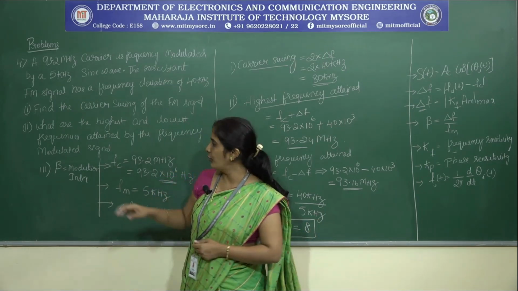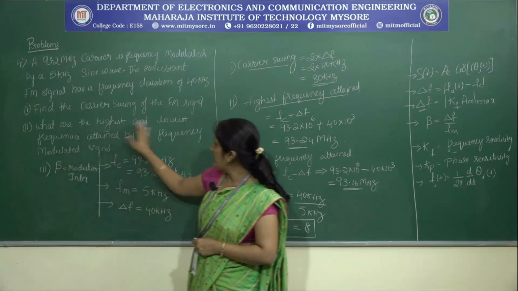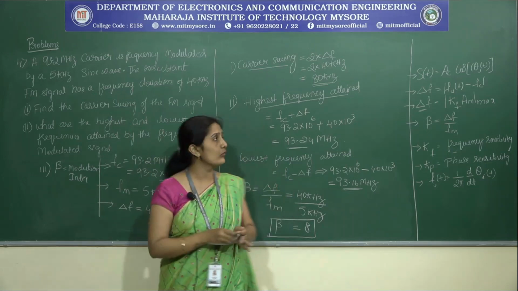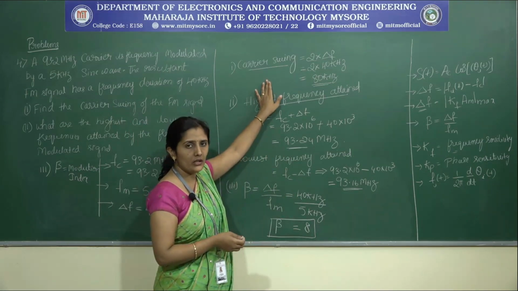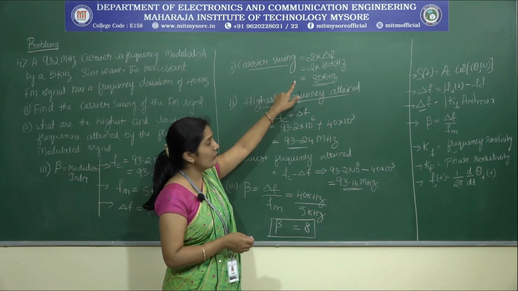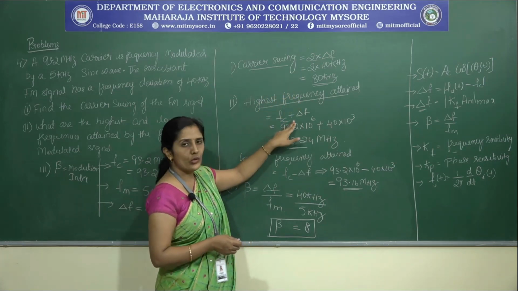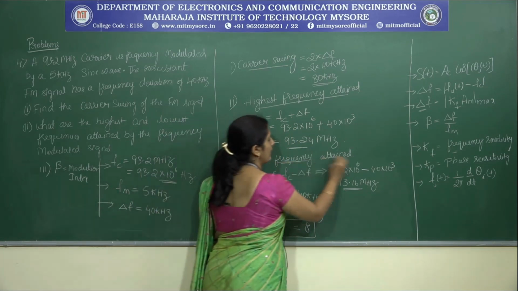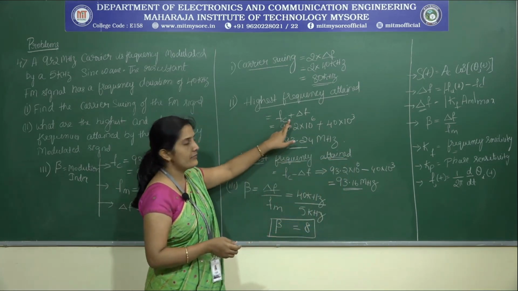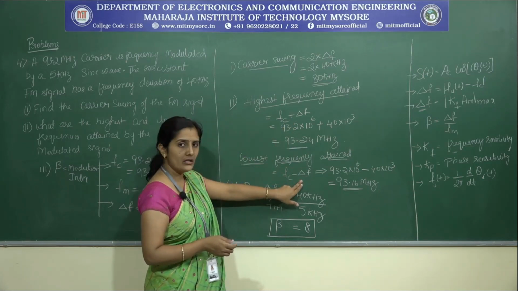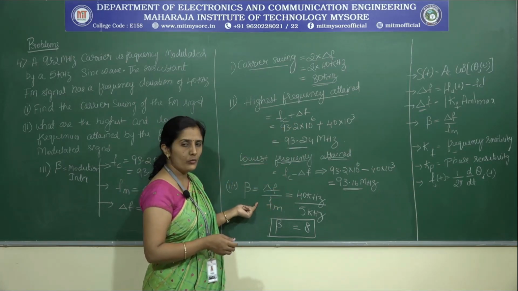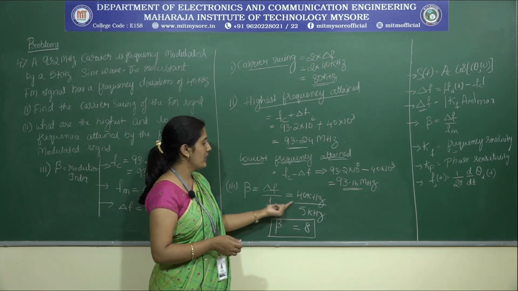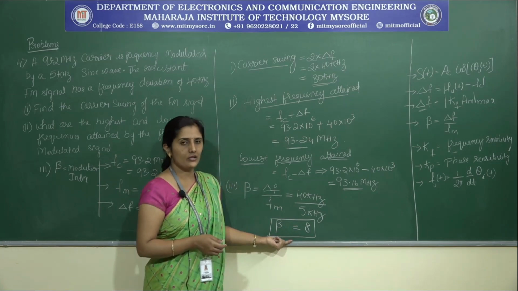So we have solved for both the highest and the lowest frequency attained, and also what? Carrier swing. We have to know the formula for the carrier swing is 2 into delta F, that is the frequency deviation, and this is the formula for the highest frequency attained, and this is the formula for the lowest frequency attained. This is Fc plus delta F, this is Fc minus delta F, and we know the formula for the modulation index, beta is equal to delta F by Fm. That is how much we are going to get, beta is equal to 8.